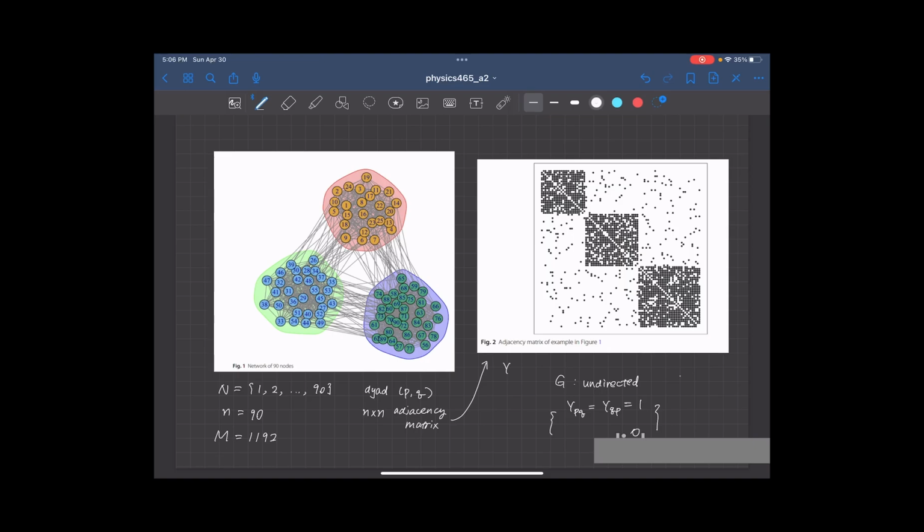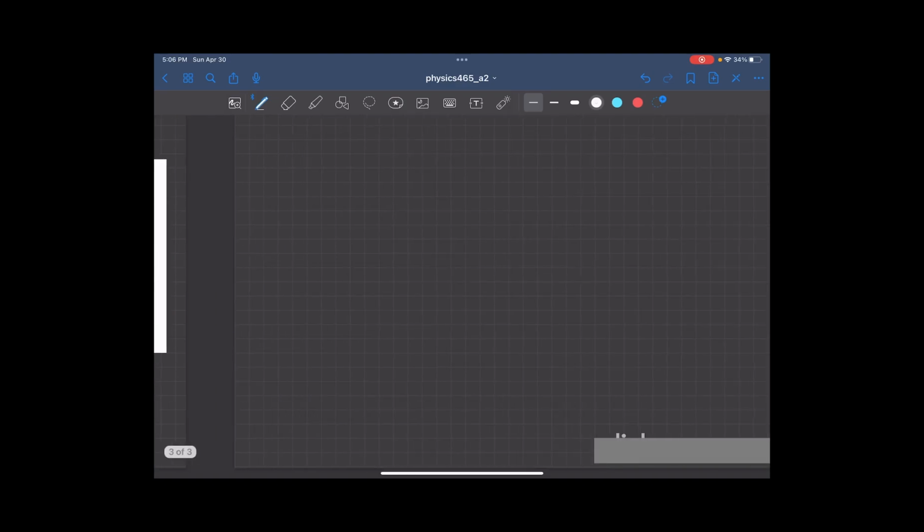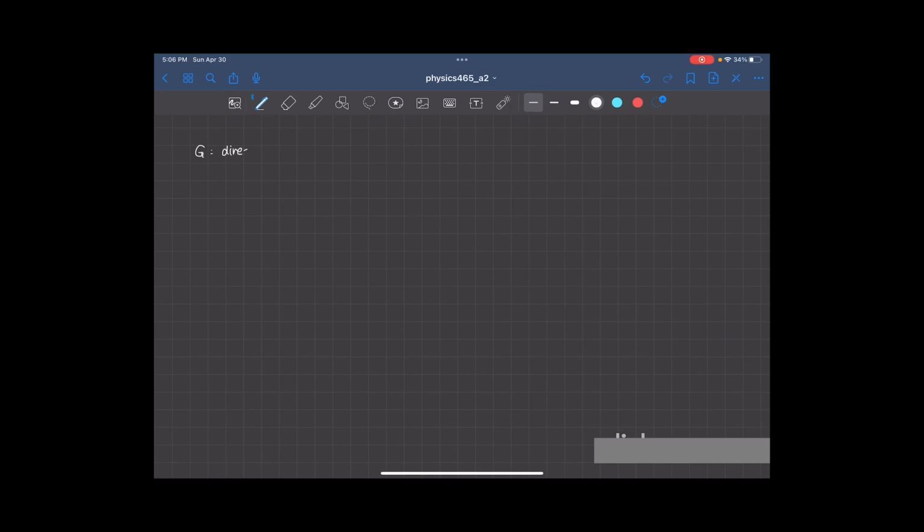And also, M_RS represents the RS element of matrix M. By construction, under an undirected graph, Y, the adjacency matrix, is symmetric along the major diagonal. However, if G is directed, y_PQ equals 1 or 0 represents an edge or a non-edge from P to Q, and is also independent of y_QP. And also, because of this construction, Y, the adjacency matrix, need not be symmetric.